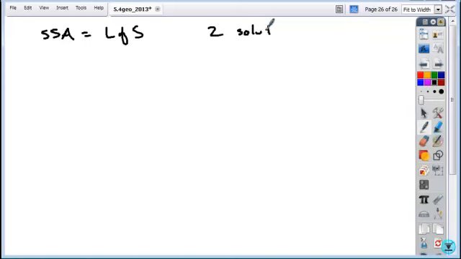It might be two solutions, or it might be one solution. Okay, so you know that SSA is not a congruence pattern, right? So that's why there might be two or there might just be one. But let's talk about how you can distinguish those.